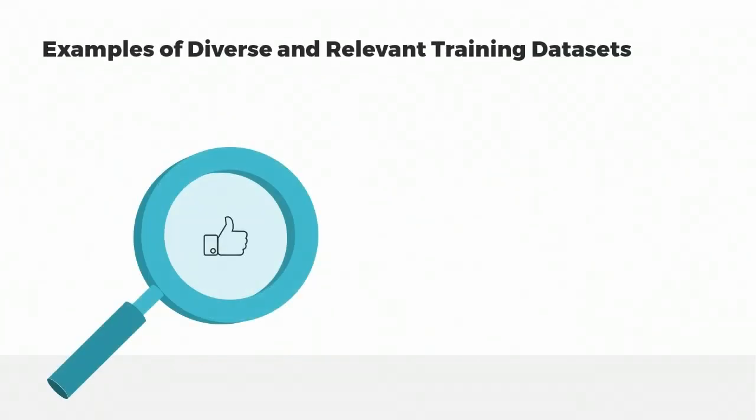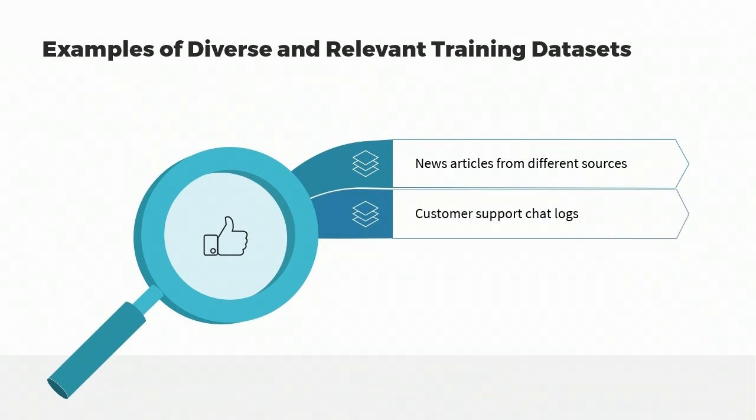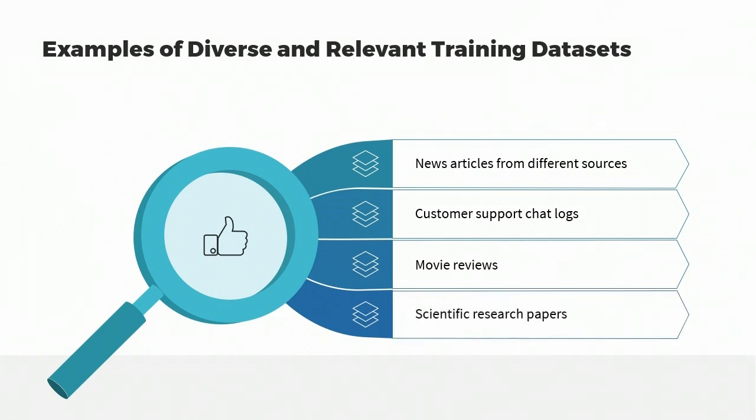Finally, let's explore some examples of datasets that could be used as diverse and relevant training data. This could include news articles from different sources, covering a range of topics such as politics, sports, and entertainment. Customer support chat logs, containing examples of actual customer inquiries and responses from support agents. Movie reviews, providing examples of different opinions and perspectives on movies from various genres and time periods. And scientific research papers, covering a range of fields such as biology, chemistry, and physics.